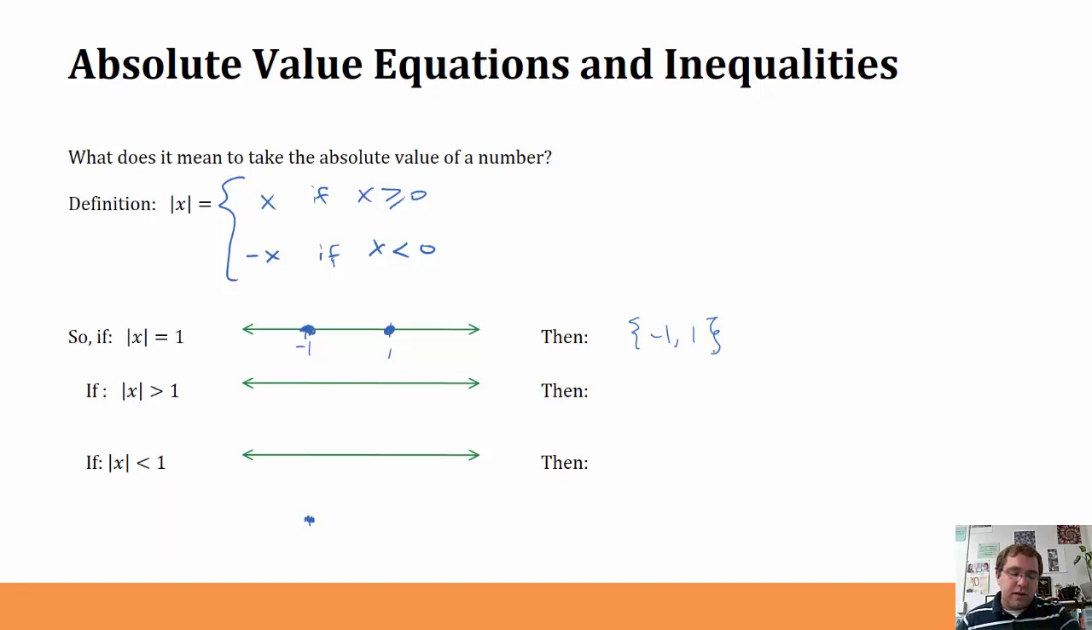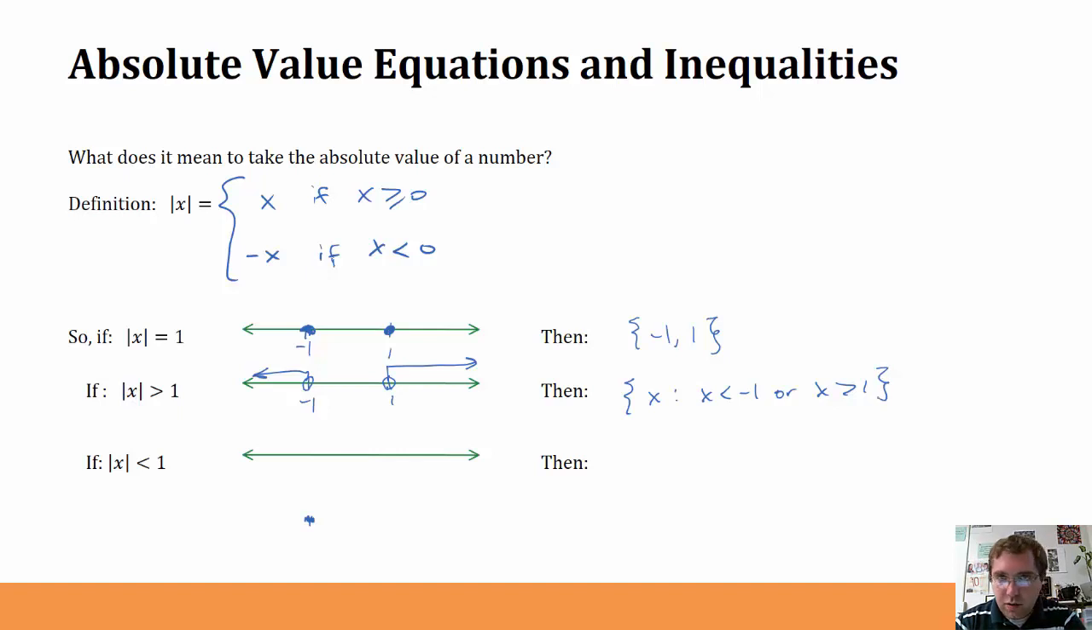How about an inequality? If the absolute value of x is greater than 1, well, 2 has an absolute value greater than 1, 3 does, 2.5 does, 1.5, 1.1. So anything bigger than 1 will have an absolute value greater than 1. But negative 2's absolute value is 2, which is bigger than 1, and negative 3's absolute value is 3, which is bigger than 1. So in fact, anything to the left of negative 1 on the number line would also work. So notice the absolute value of x being greater than 1 led to an or compound inequality, that x is less than negative 1 or x is greater than 1.